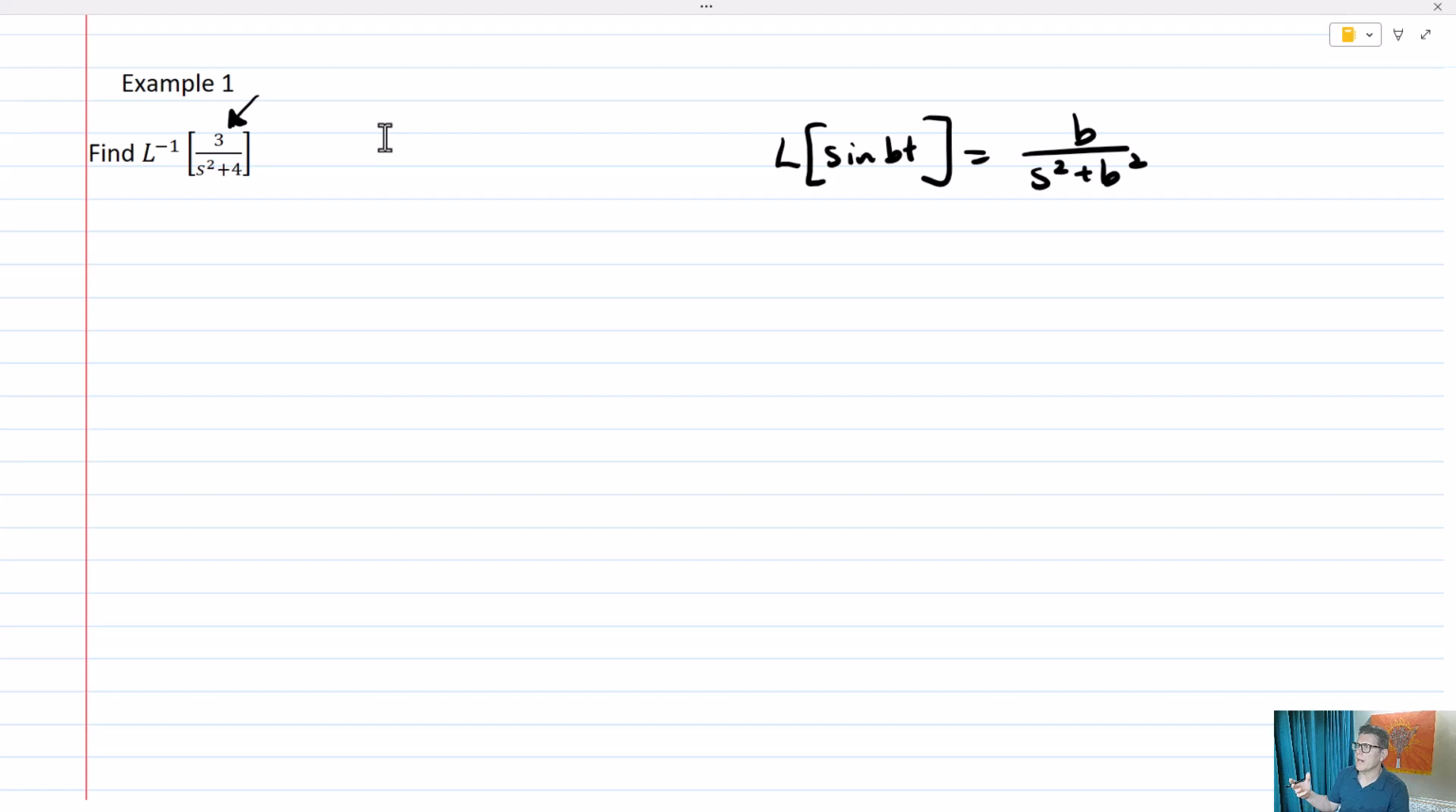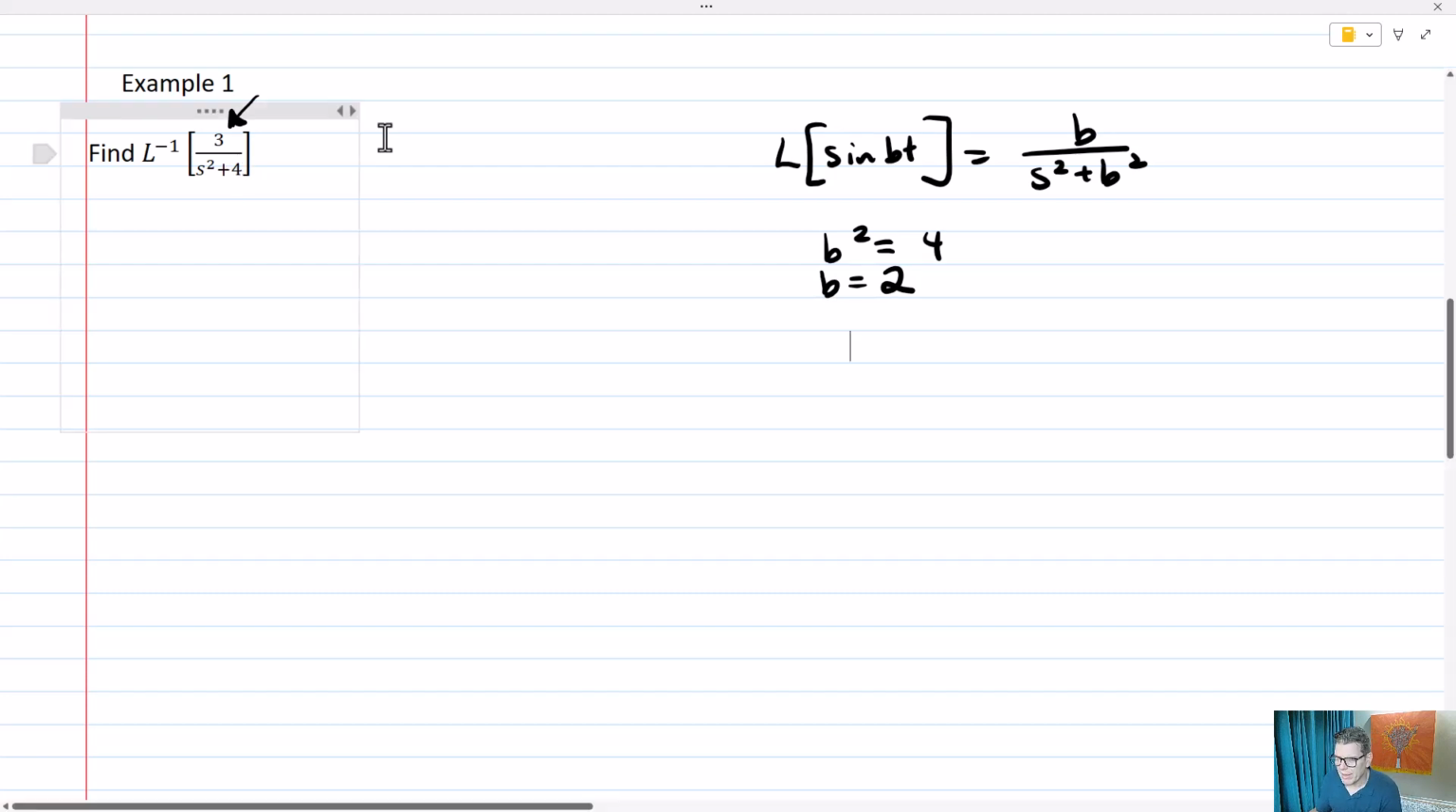Now, this is one of the reasons why it's so important to actually go through and create some Laplace transforms, practice that skill, and memorize the table of the basic Laplace transforms so that you can recognize your inverses when you have to find the inverse. So we've got that, and we're going to notice that in this case, b squared is going to equal 4, right? So that means that b equals 2. Now, if I look at my function, I'm going to note that I don't have a 2. In fact, I have a 3.